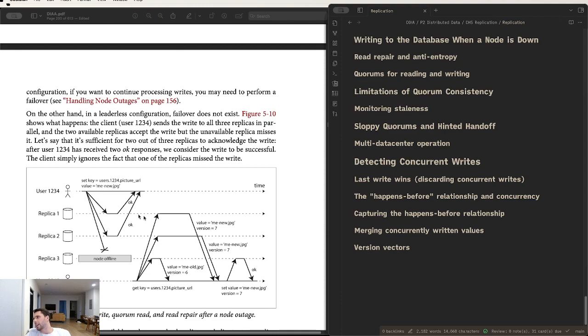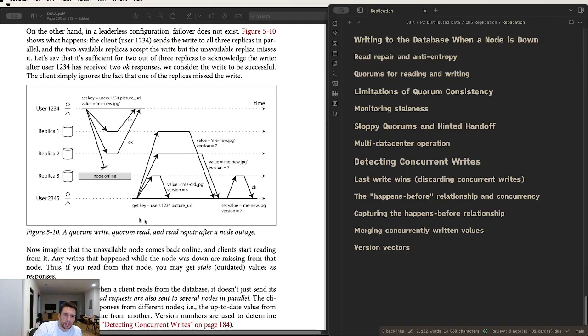Let's say that it's sufficient for 2 out of the 3 replicas. I see. They did this because they didn't want to miss any data, right? This would mean that your write always makes it to a replica. And then if a conflict somehow arises, you have all the data, right? Let's say it's sufficient for 2 out of 3 replicas to acknowledge the write. After user 1234 has received 2 OK responses, we consider the write to be successful. The client simply ignores the fact that 1 missed. Yeah, because it doesn't matter. It's like, yeah, now it's quorum.